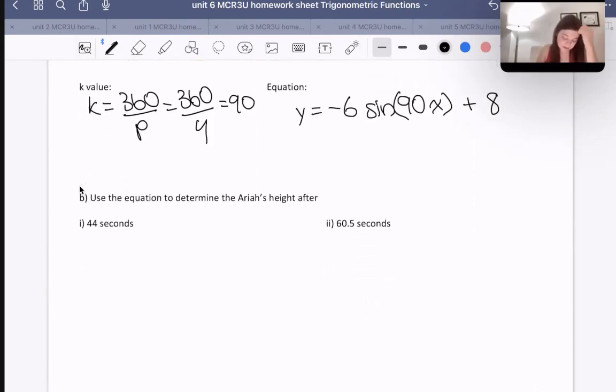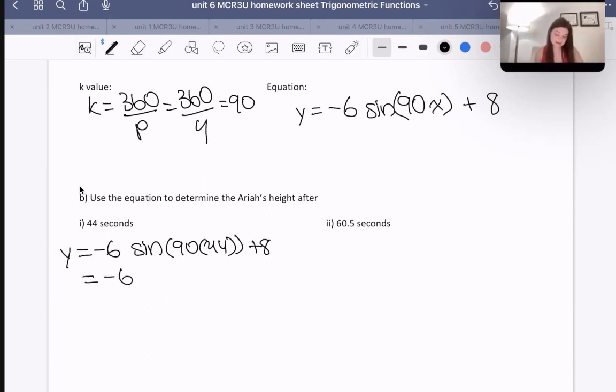All right, let's try part B. It says use the equation to determine Arya's height after how many seconds? So let's see, after 44 seconds, let's plug that in. y equals negative 6 sine 90 times 44 plus 8. That's equal to negative 6 sine 3960 plus 8. And that is just going to be 8 because it turns out sine of 3960 is 0. So the answer is 8.